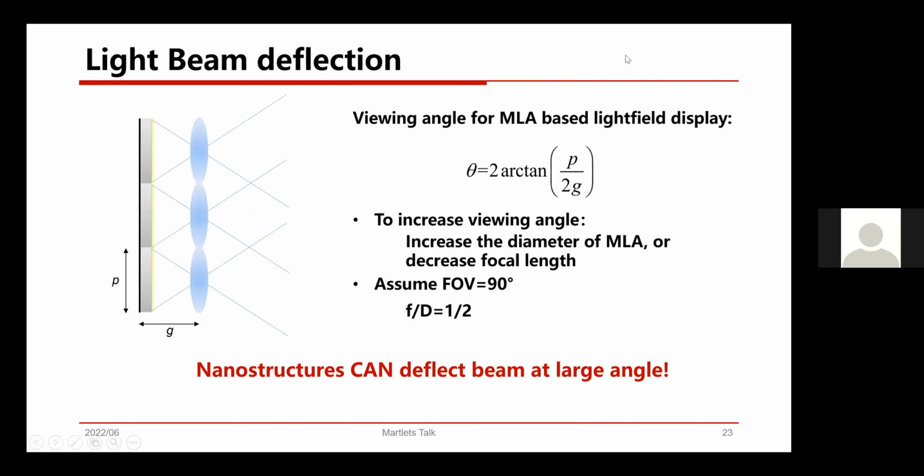From the light beam diffraction point of view, the viewing angle for a microlens array, for example, is based on this equation. So it is determined by the F number of each lens. If we want to get a viewing angle of 90 degrees, the F number of each lens needs to be 0.5. And it becomes very hard to achieve with geometric optics. So to achieve a large deflection angle of the emergent light, nanogratings should be adopted in order to have beam deflection at large angles.